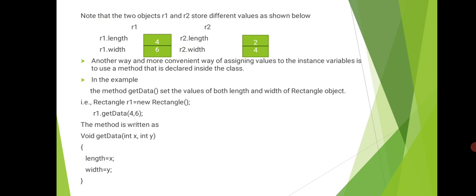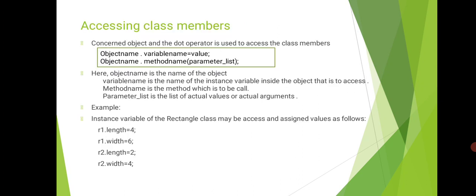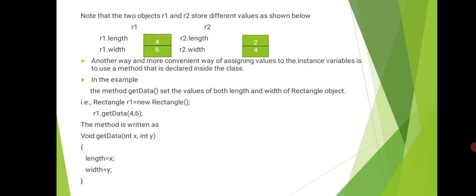So in r1, 4 is stored for length and 6 is stored for width. Similarly r2 having both length and width, so r2 dot length has 2 stored because we assigned 2, and r2 dot width is equal to 4. So r2 dot width has 4 stored.